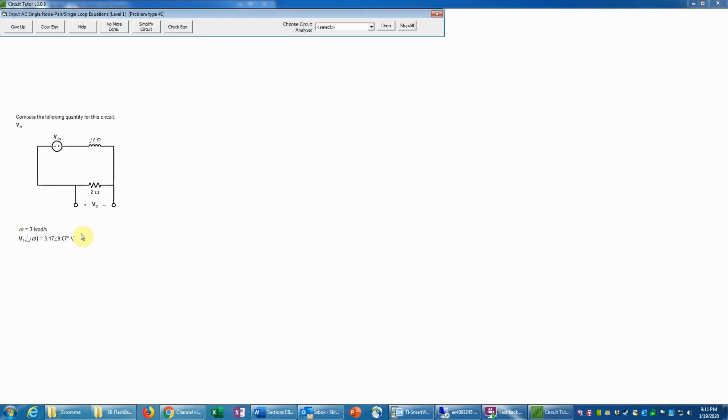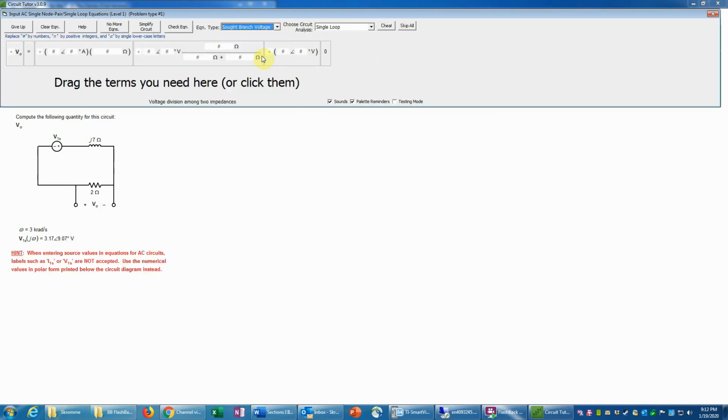And now I want to write the analysis using single loop analysis, because I have a single loop in my circuit. I do not have a single node pair. So I select single loop, and I want to use a sought branch voltage, so I can use the voltage divider formula directly. So I select that, and now I have V naught is going to be equal to, and I'm going to use this formula, which takes the voltage of the source times one impedance divided by the sum of the impedances. So that's the formula that I will need.